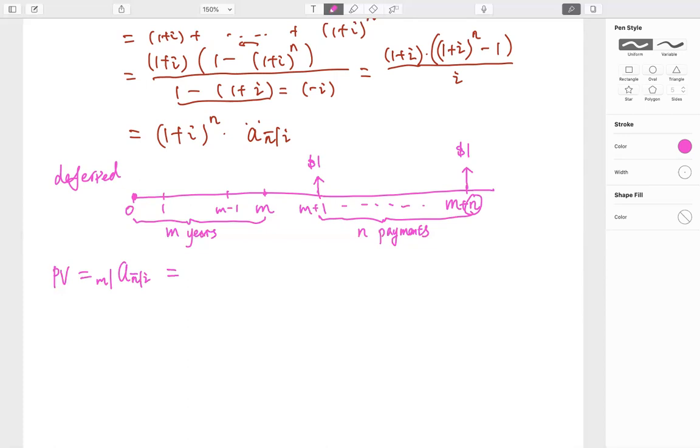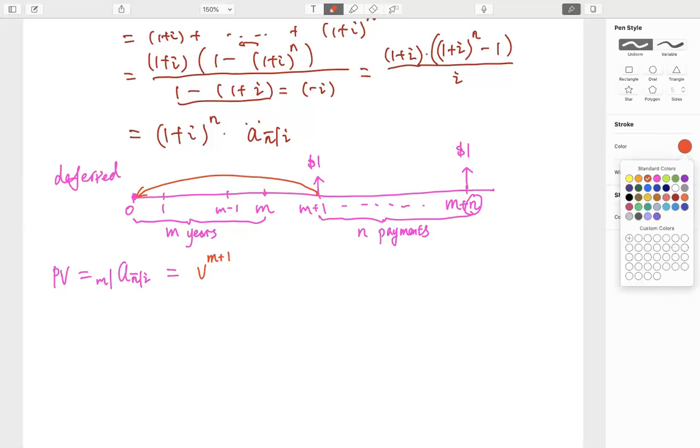So here I have n payments. I need to discount all of them to the same time point 0. So for the first one, I need to discount all the way to 0. How many years? This is rather easy to see, right? From 0 to m plus 1. So obviously I have m plus 1 years to discount.